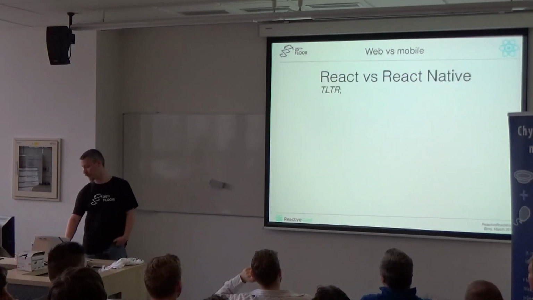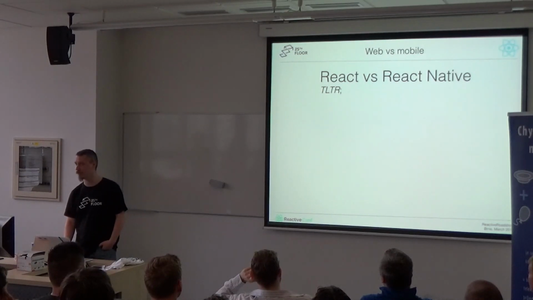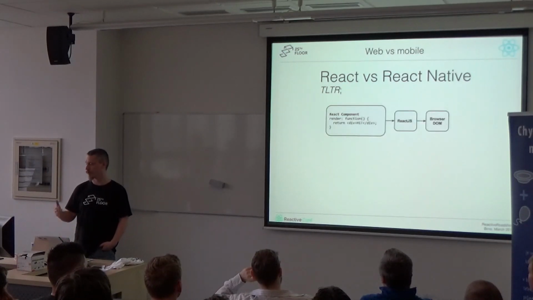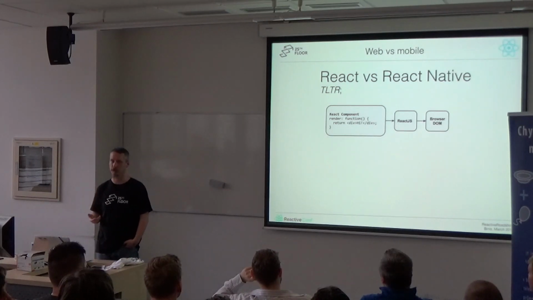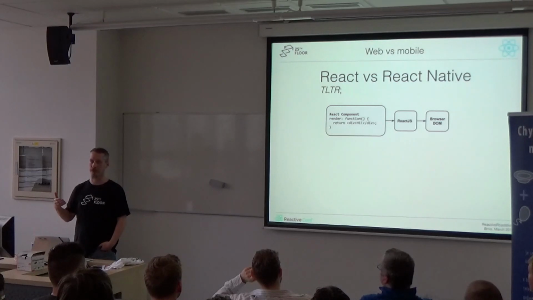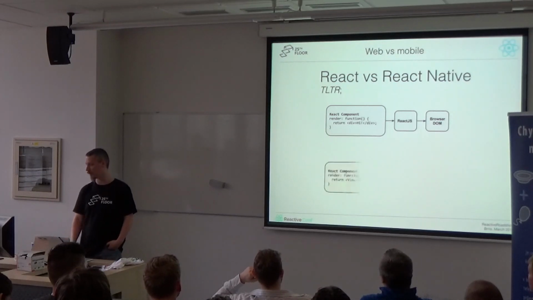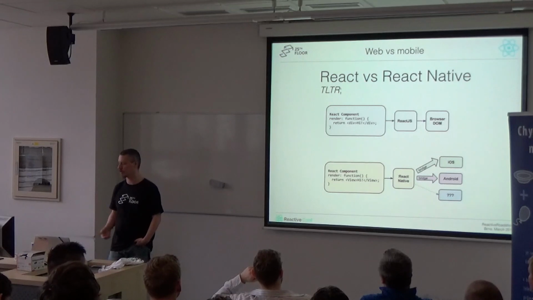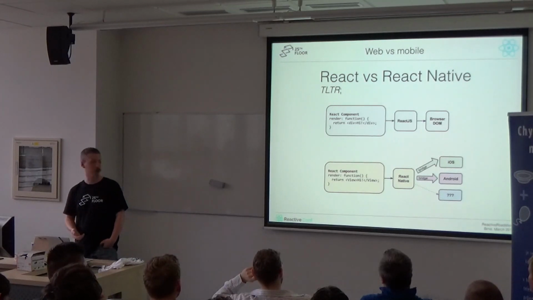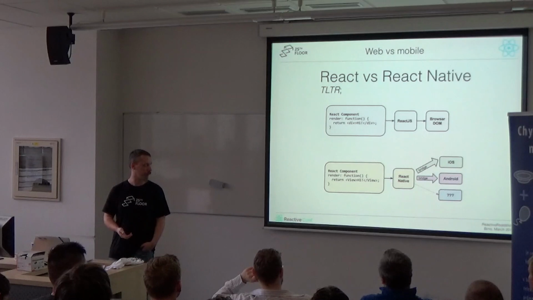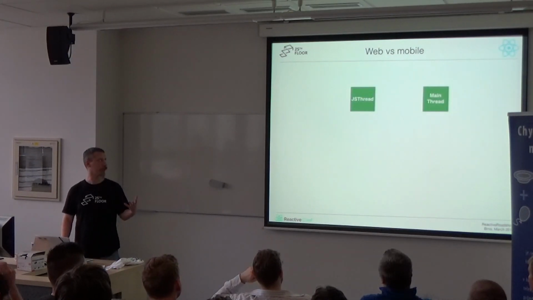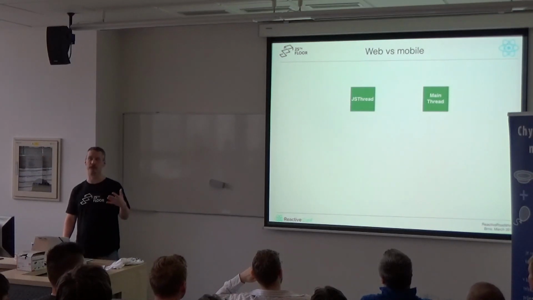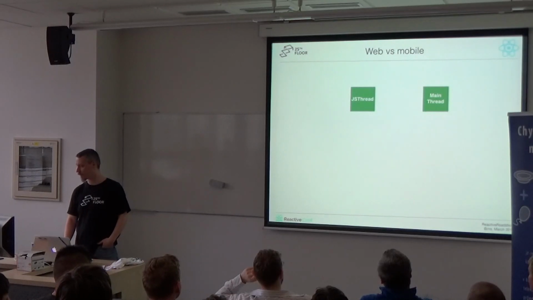Okay, a short introduction to what the difference is between React and React Native. The core of React is that it uses a virtual DOM, and it drives the browser's DOM with that. And React Native does something similar. It uses a virtual DOM as well, but it runs native components on the platforms with that. So a packaged React Native application consists on a higher level of two threads.